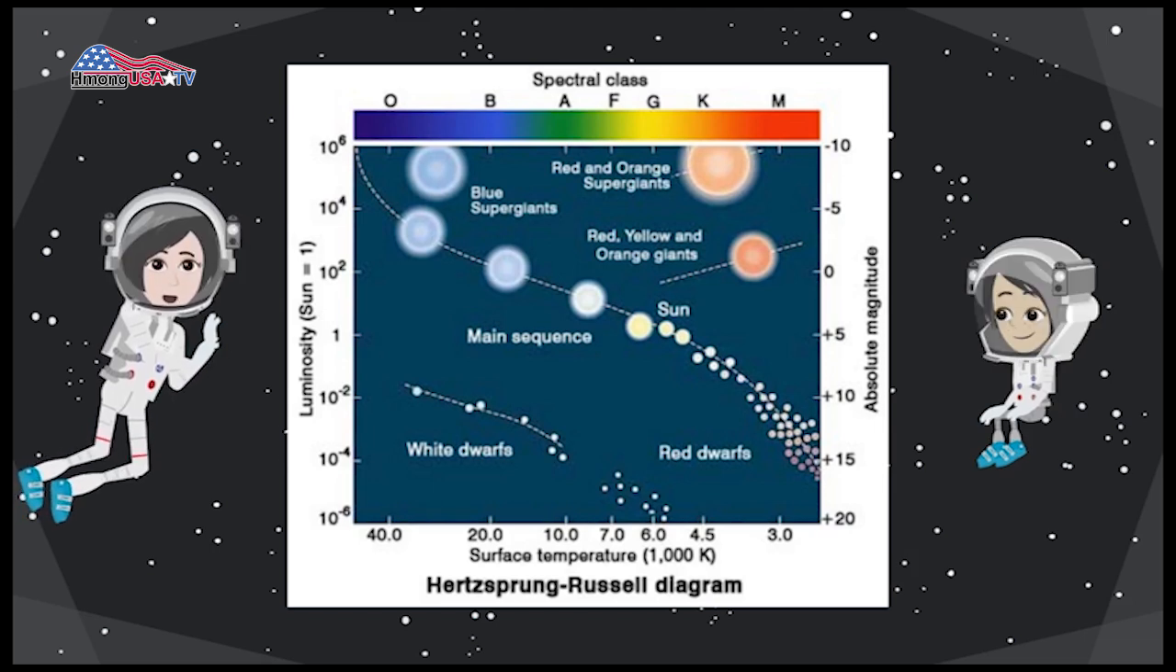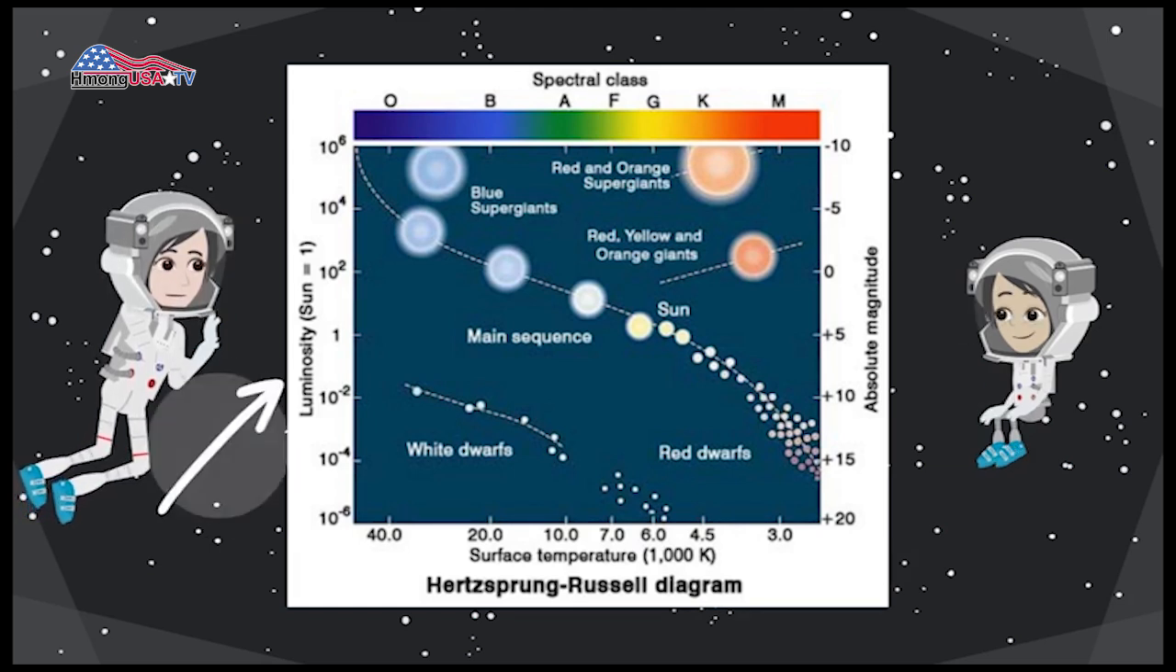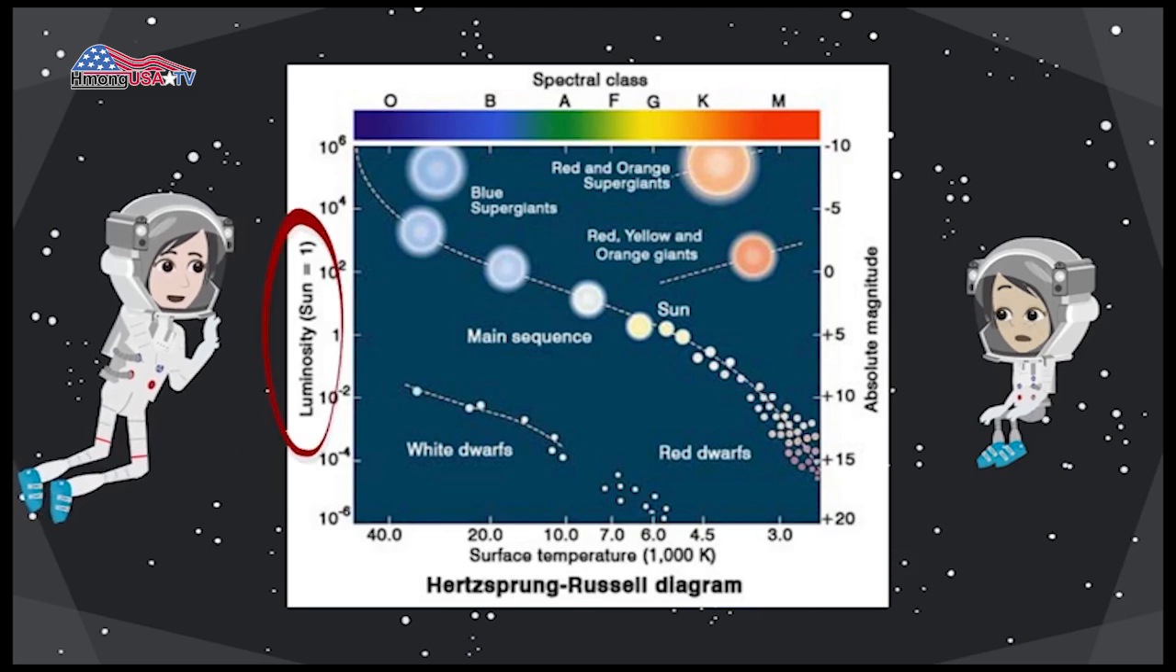Our sun, which is a yellow star, is colder than blue stars but hotter than red stars. Can you find the sun? Hey Cerena, what's luminosity? Luminosity is the brightness of a star. That's a very hard word to say.